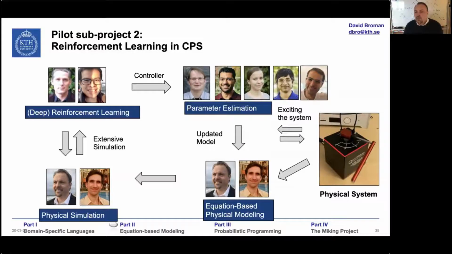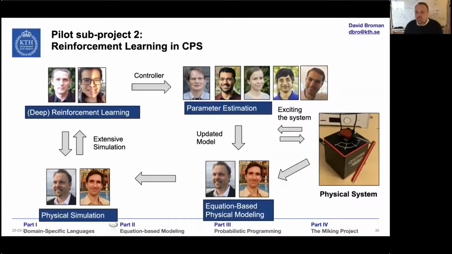So the approach that we explore in this part of the project is to combine these different kinds of things, where you are basically training against a simulated model, but the simulated model we want to have as high fidelity as possible and adjust it using parameter estimation.